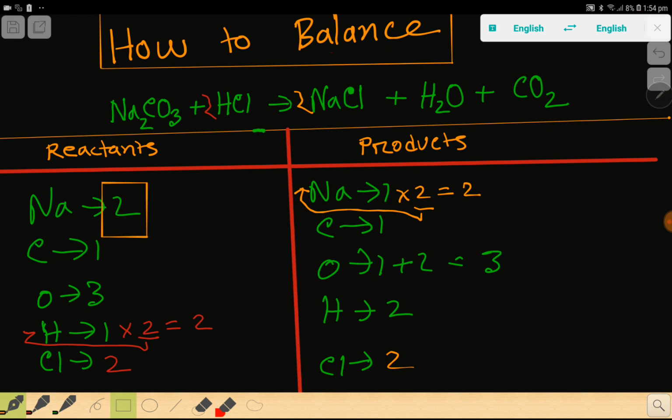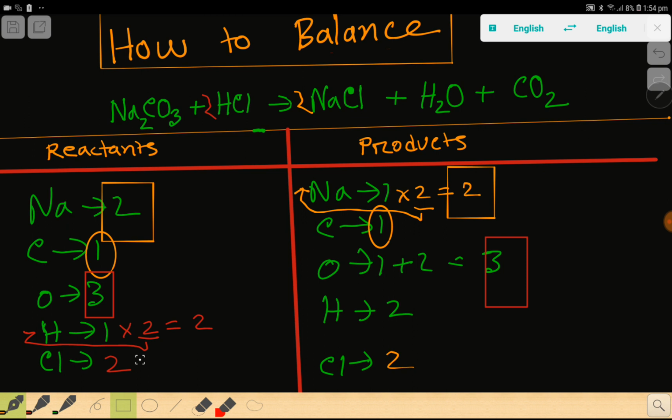Now look, sodium here 2 and here 2, so sodium is balanced. Now chlorine here 1 and here 1, so chlorine is balanced, right? Then oxygen 3, so oxygen is balanced. Then hydrogen 2, so hydrogen is balanced. Then chlorine 2, so chlorine is balanced. So everything is balanced, so you can say that this is the balanced chemical reaction, right?